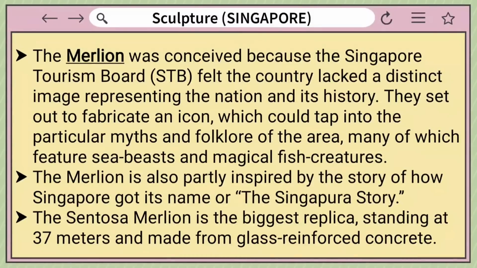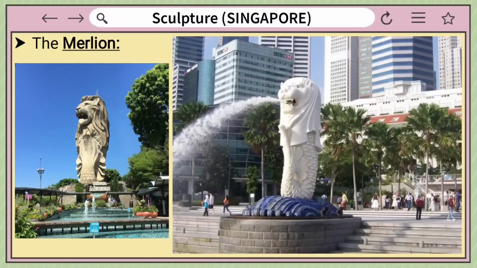The Merlion was conceived because the Singapore Tourism Board or STB felt the country lacked a distinct image representing the nation and its history. They set out to fabricate an icon which could tap into the particular myths and folklore of the area, many of which feature sea beasts and magical fish creatures. The Merlion is also partly inspired by the story of how Singapore got its name, or the Singapura story. The Sentosa Merlion is the biggest replica, standing at 37 meters and made from glass-reinforced concrete. This is the example of the Merlion in Singapore.